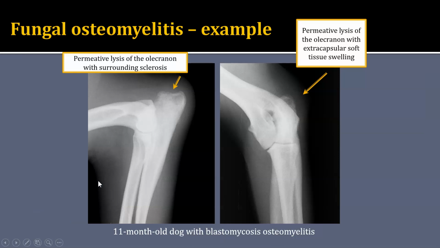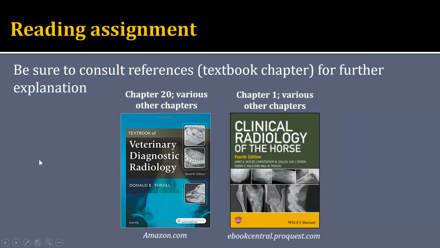I guess I do have one more example. This is an 11-month-old dog that has blastomycosis osteomyelitis affecting the olecranon. And so this one has kind of a permeative lysis involving the cortex as well, and then associated soft tissue swelling. There is sclerosis, but not as much periosteal reaction.